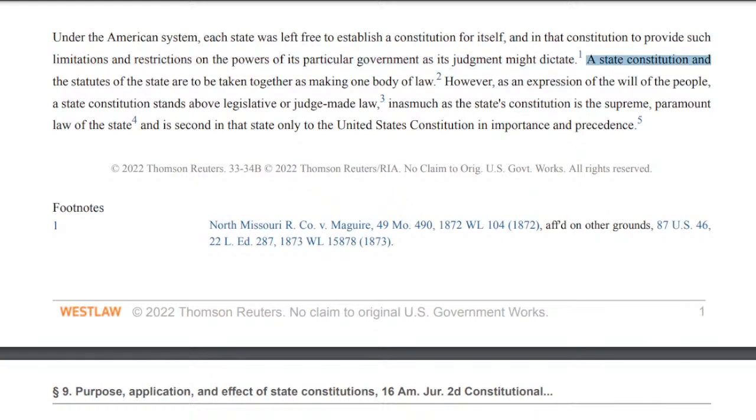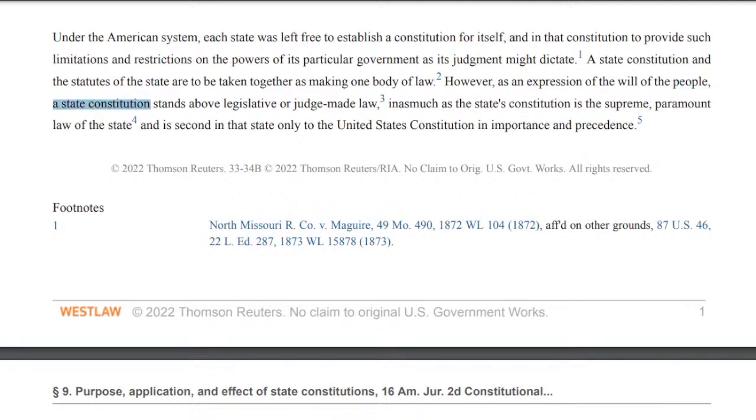A state constitution and the statutes of the state are to be taken together as making one body of law. So this is some pretty interesting stuff here. However, a state constitution is an expression of the will of the people. Of course, here we're back to the will of the people.